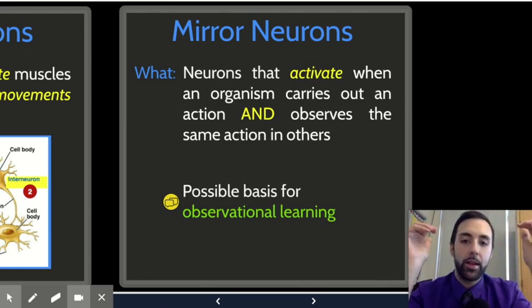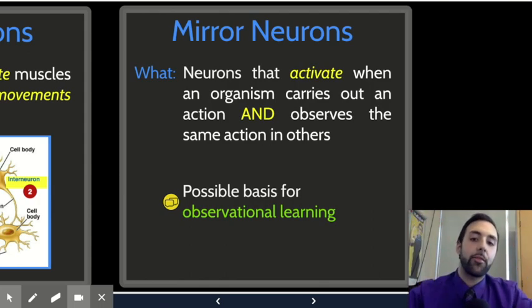So that ability of watching is actually in some capacities strengthening the behavior from a neurological perspective, because your brain is in many ways acting as if you were actually doing the behavior when you're only observing it. It's the idea that your neurons are mirroring behaviors that you're observing in others.